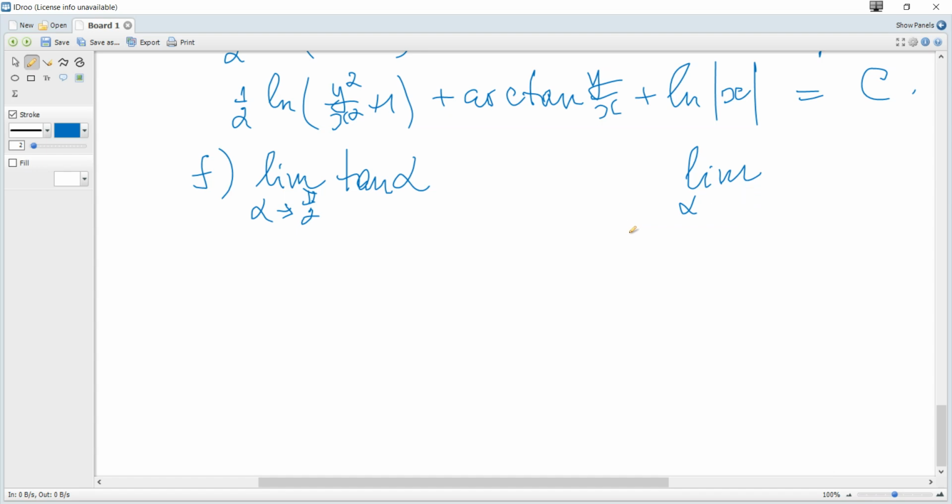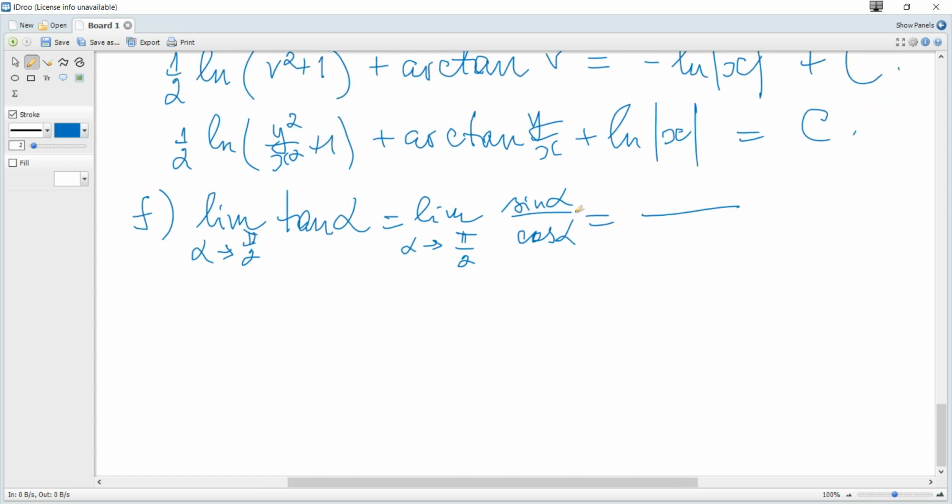limit of tangent. What is tangent? Tangent is sine over cosine, so it's limit alpha tends to pi over 2 of sine alpha over cosine alpha. And if we substitute pi over 2, sine of pi over 2 is 1, cosine is 0, 1 over 0 is infinity. Notice that it's not indefinite. Indefinite is when 0 over 0 or infinity over infinity, but here it's definitely infinity, or we say that such limit doesn't exist because it's infinity.